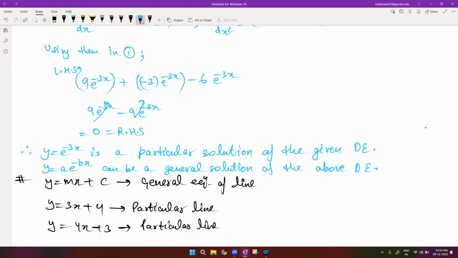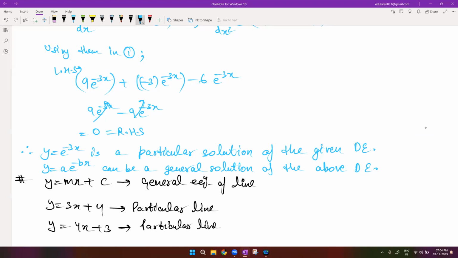So whenever we are talking about general solutions, we will be specifying some alphabets, or leaving some constants in the form of alphabets. And whenever we are talking about a particular solution, we give those alphabets some particular numbers, like y is equal to e to the power minus 3x is a particular solution. Why? Because in this case, a is 1 and b is 3. So this is the basic difference between a particular solution and a general solution.